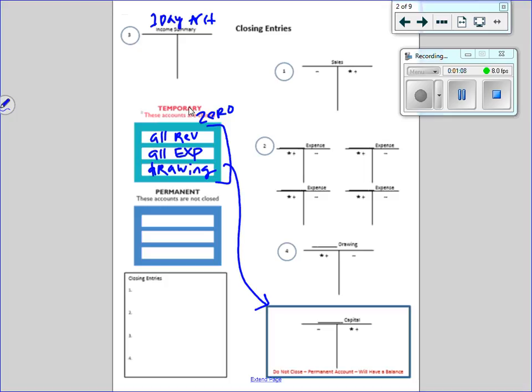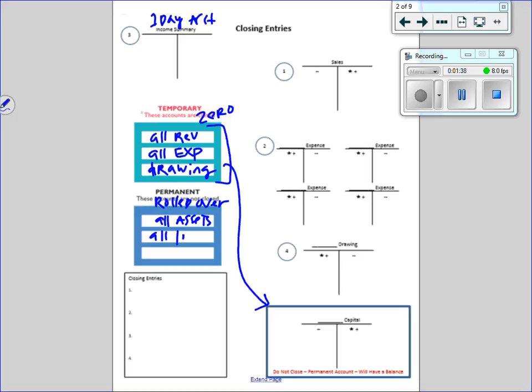So the owner gets to keep the good stuff, the owner takes a hit on the bad stuff, meaning the owner gets to keep all the revenue, the owner gets the hit on expenses and drawing. Okay? Permanent accounts that are not closed get rolled into the next fiscal period. They roll over. All assets. We wouldn't throw the pile of money away. We wouldn't throw our unused pencils away. We wouldn't get rid of the school bus. Okay?